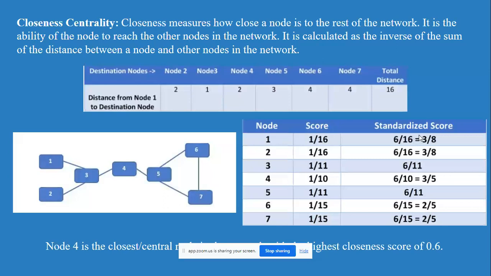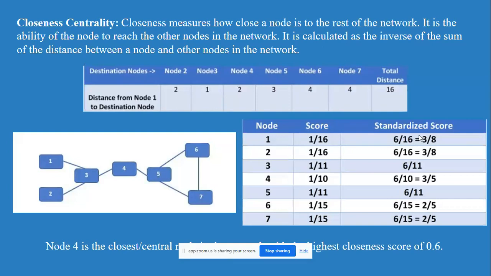And from node 1 to node 2, how will we go? From node 1, then node 3 and then node 2. The total distance will be 2. Similarly, from node 1 to node 3 there is a direct connection, so the distance will be 1. For node 4, we have to go from node 1, then node 3 and then node 4. The total distance will be 2. For node 5, the path is node 1, then node 3, 3 to 4 and then 4 to 5.